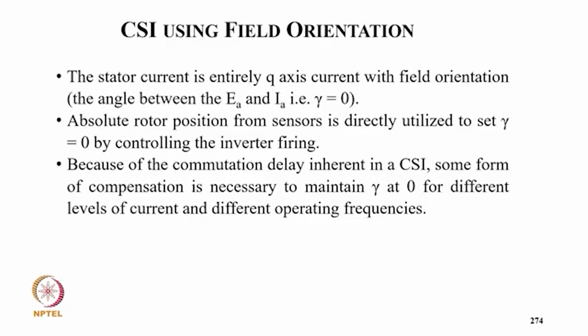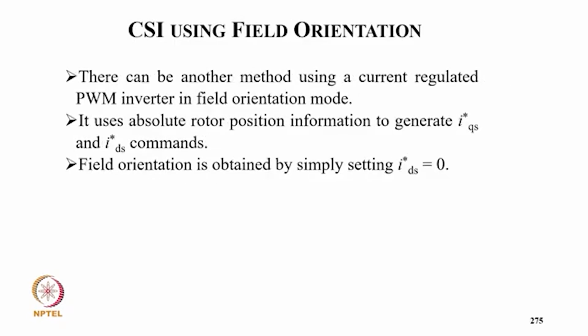So the hysteretic current is entirely Q-axis current with the field orientation. The angle between E and IA is gamma equal to 0. Absolute rotor position from the sensor is directly utilized to set gamma equal to 0 by controlling the inverter firing. Because of the commutation delay inherent in the current source inverter, some compensation is necessary to maintain gamma at 0 for different levels of current and different operating frequencies.